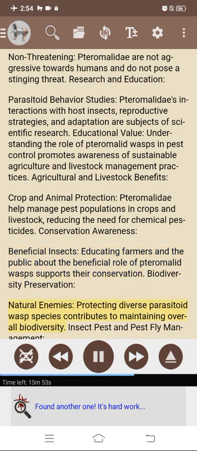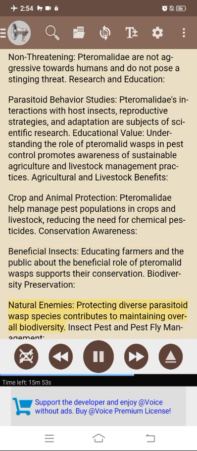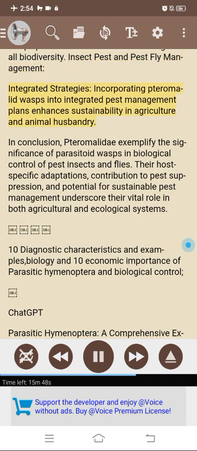Biodiversity preservation. Natural enemies. Protecting diverse parasitoid wasp species contributes to maintaining overall biodiversity. Insect pest and pest fly management. Integrated strategies. Incorporating Terra melody wasps into integrated pest management plans enhances sustainability in agriculture and animal husbandry. In conclusion, Terra melody exemplifies the significance of parasitoid wasps in biological control of pest insects and flies. Their host-specific adaptations, contribution to pest suppression, and potential for sustainable pest management underscore their vital role in both agricultural and ecological systems.